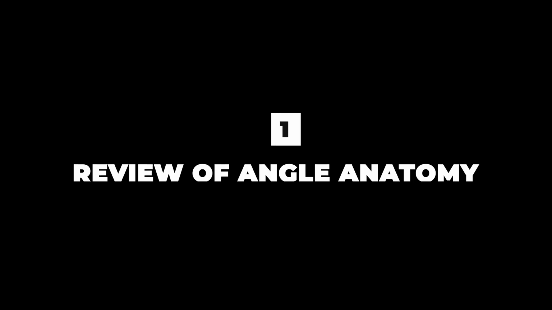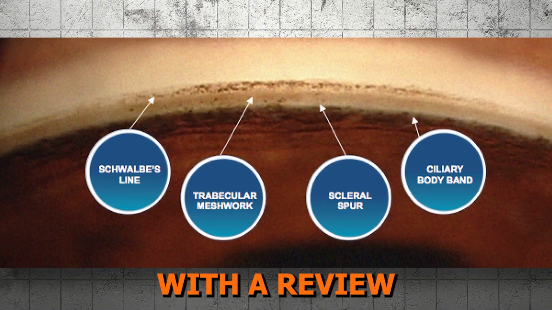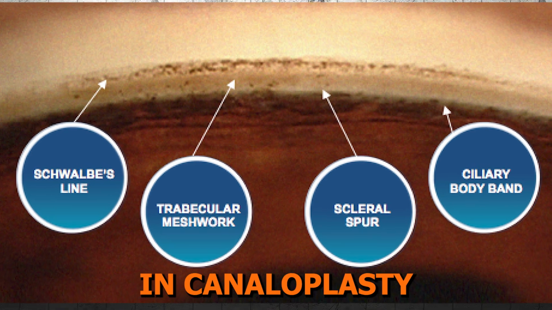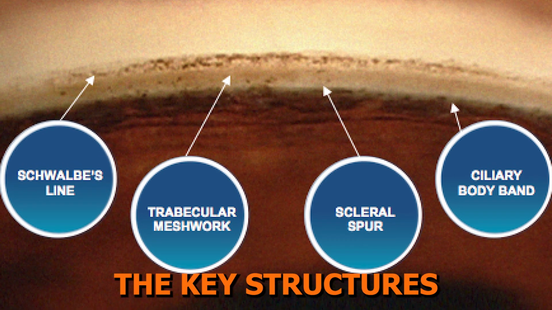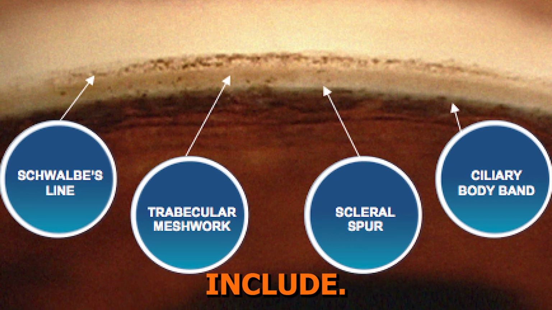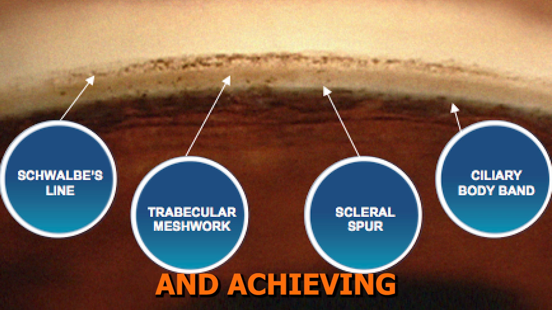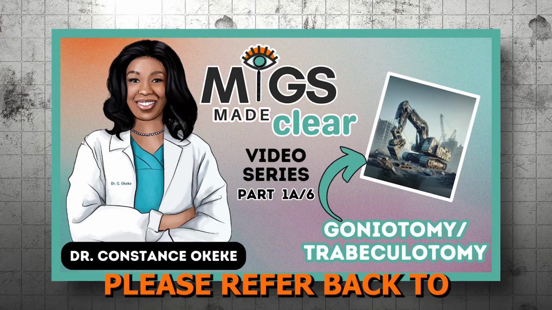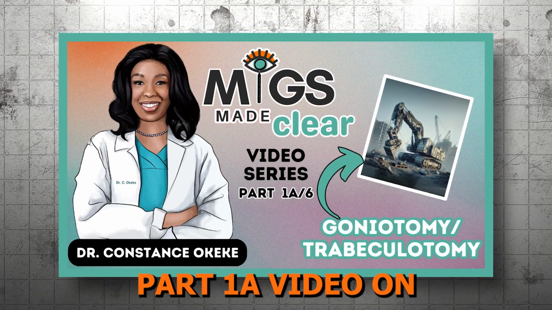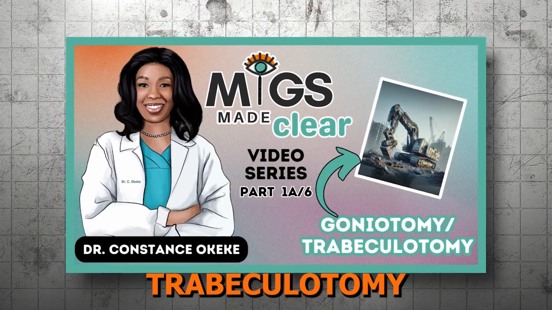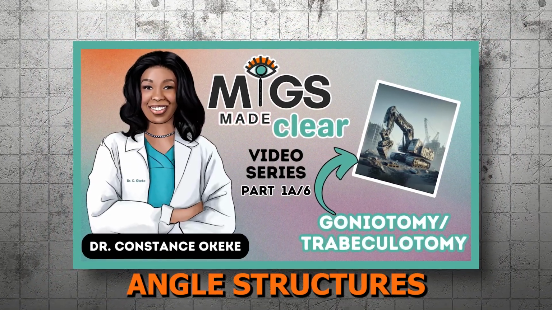Lesson 1. Review of angle anatomy. Let's begin with a review of the angle anatomy involved in canaloplasty. As shown in this image, the key structures in the trabecular outflow system include Schwalbe's line, trabecular meshwork, the primary site of resistance and outflow, scleral spur, ciliary body band. A solid understanding of angle anatomy is essential for correctly performing this procedure and achieving optimal outcomes. Please refer back to MIGS Made Clear Part 1A video on goniotomy/trabeculotomy to get more details on the angle structures if needed.